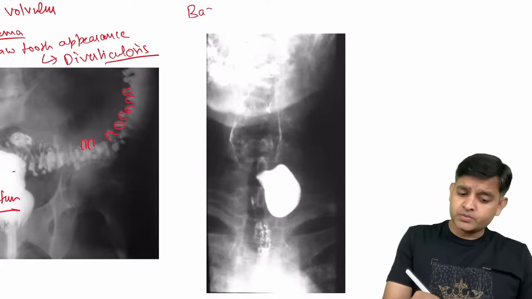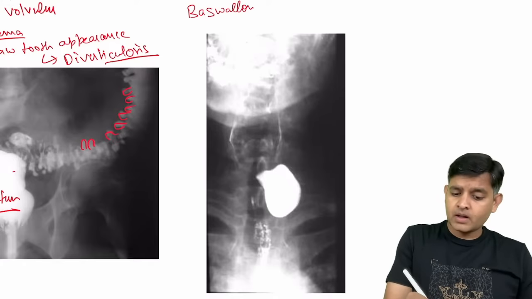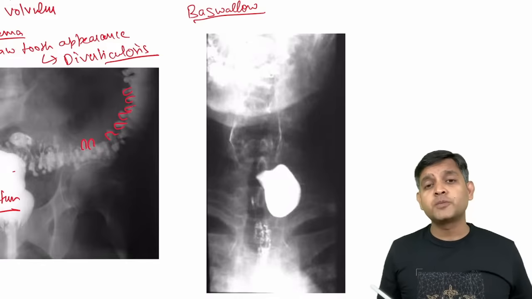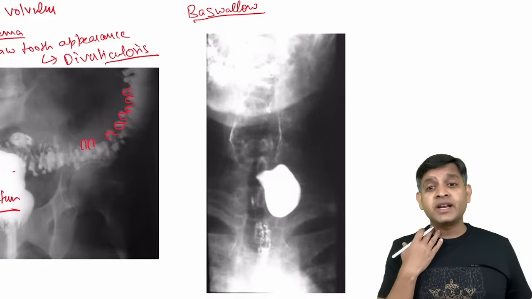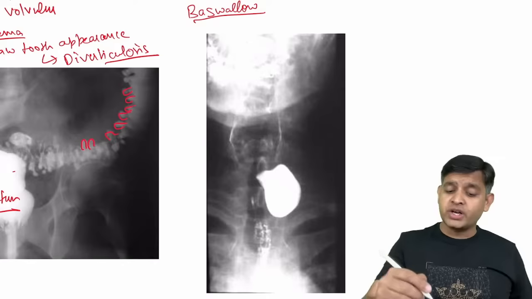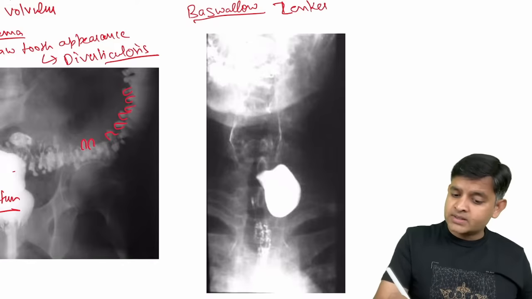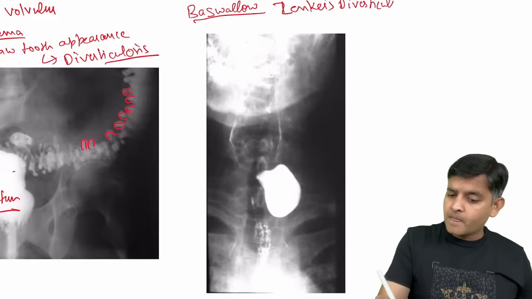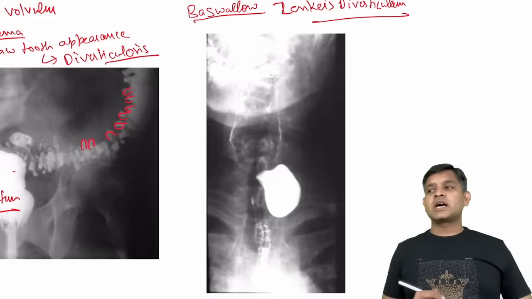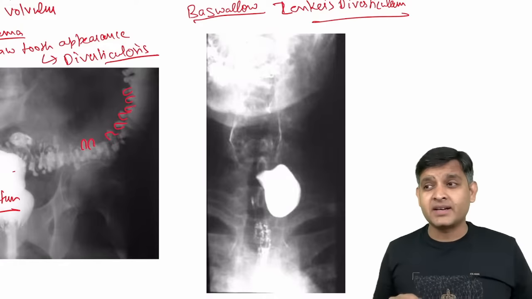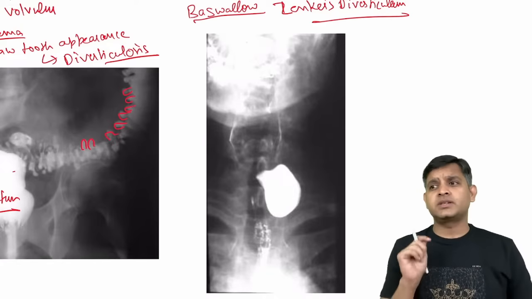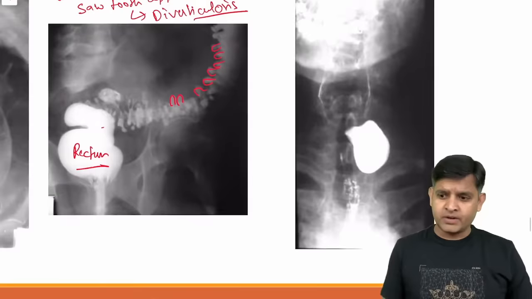Now, what is this? Again, it's a barium swallow. And I can see another contrast-filled out pouching. But this time, it is in the neck. A contrast-filled out pouching in the neck is called what? This is called Zenker's diverticulum. Contrast filled out pouching in the neck is called Zenker's diverticulum.